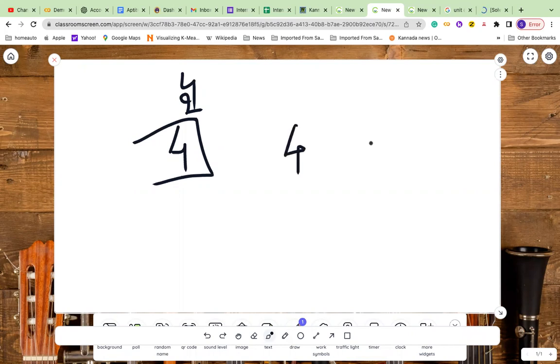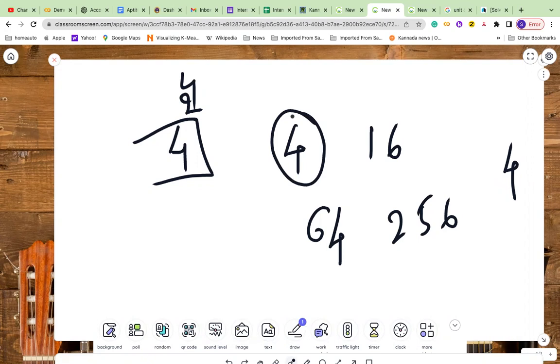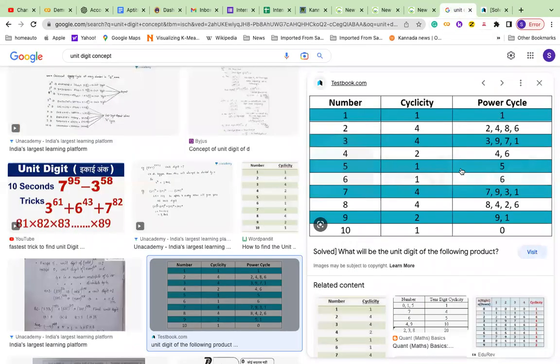So 4 to the power of 1 is 4, 4 squared is 16. 4 cubed is what number? 64, correct? 4 to the power of 1, 4 to the power of 2, 4 to the power of 3 is 64. So 4 to the power of 4, what is the number? 256, correct? So now what is the pattern here? The pattern is 4 and 6. So 4 and 6 means the cyclicity is actually 2. So that is what I missed there. For 4, the cyclicity is 2: 4 and 6, 4 and 6.